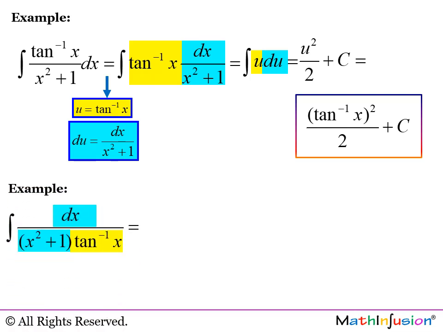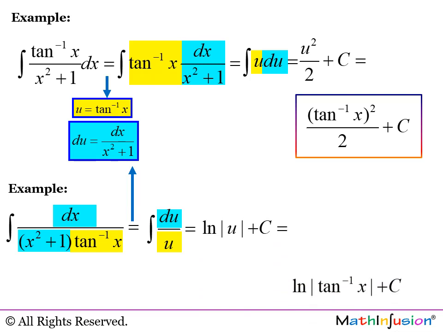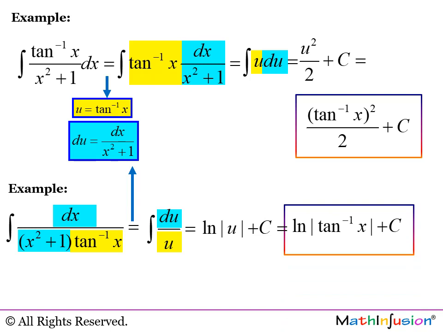Let's see another combination of those two. So now it's the integral of dx over x to the power of 2 plus 1 times the arctangent x. Obviously, we have to do exactly the same as before. It's just that now we're getting the integral of du over u, which is ln of absolute value of u plus c. So we are replacing the u again by the arctangent function, and we get that.